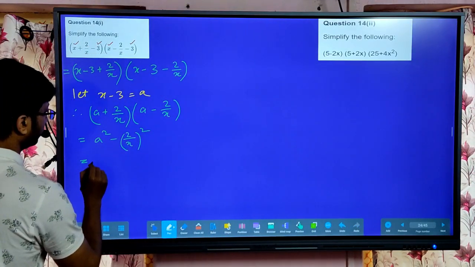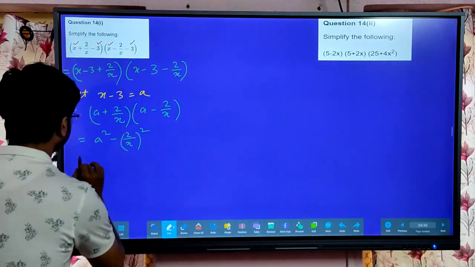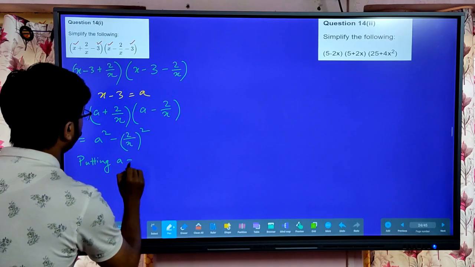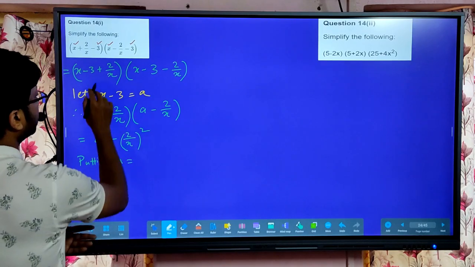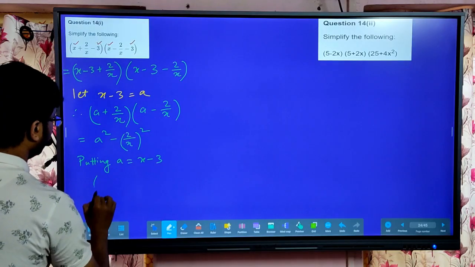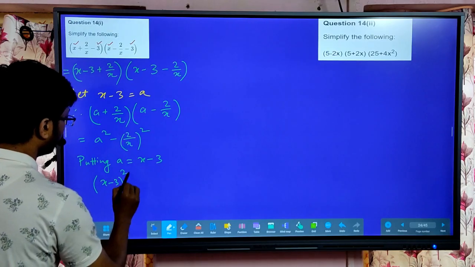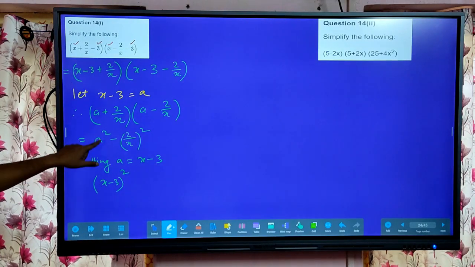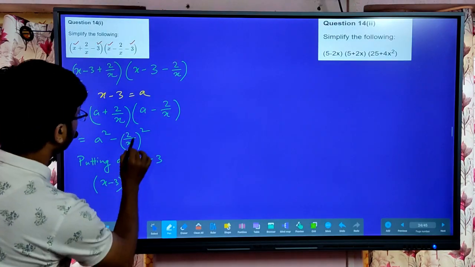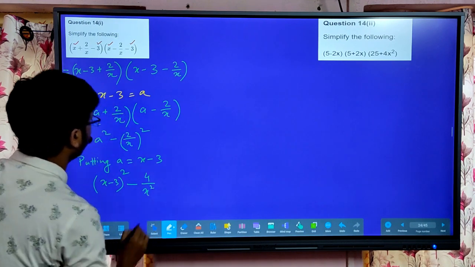So you put the value of x, you will write putting a equal to x minus 3. You are getting x minus 3 in place of a. In place of a, you write x minus 3, and this 2 is this 2, okay, minus 2 by x. 2 square is 4, by x square is x square.